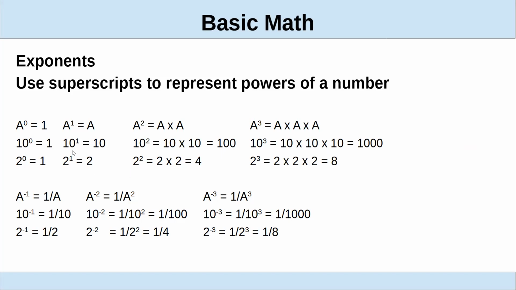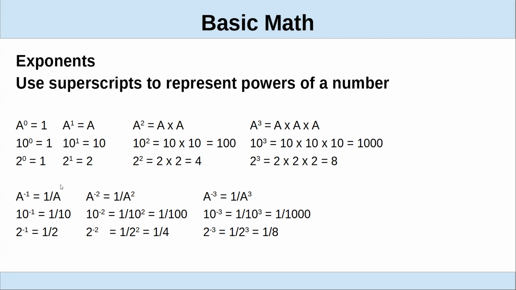Now, in part 2, where we talk about digital stuff, we do things to base 2. So you take the number 2 to these powers, and you get 2, 4, 8, 16, 32 on up. That's when we talk about digital logic.